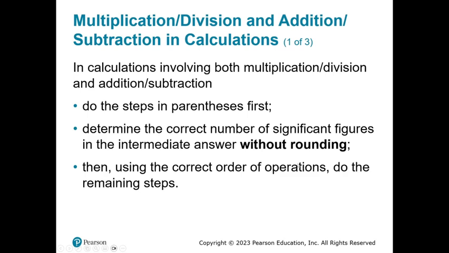So when we have mixed addition and subtraction, what we want to do is follow our order of operations, our PEMDAS: parentheses, exponents, multiplication, division, addition, and subtraction, in that order. We want to keep as many decimal places as possible for our intermediate calculations without rounding. We're going to remember how many significant figures we have for every operation, and at the end, we'll use either our multiplication and division, or our addition and subtraction rules to determine how many sig figs we have at the end of the day.